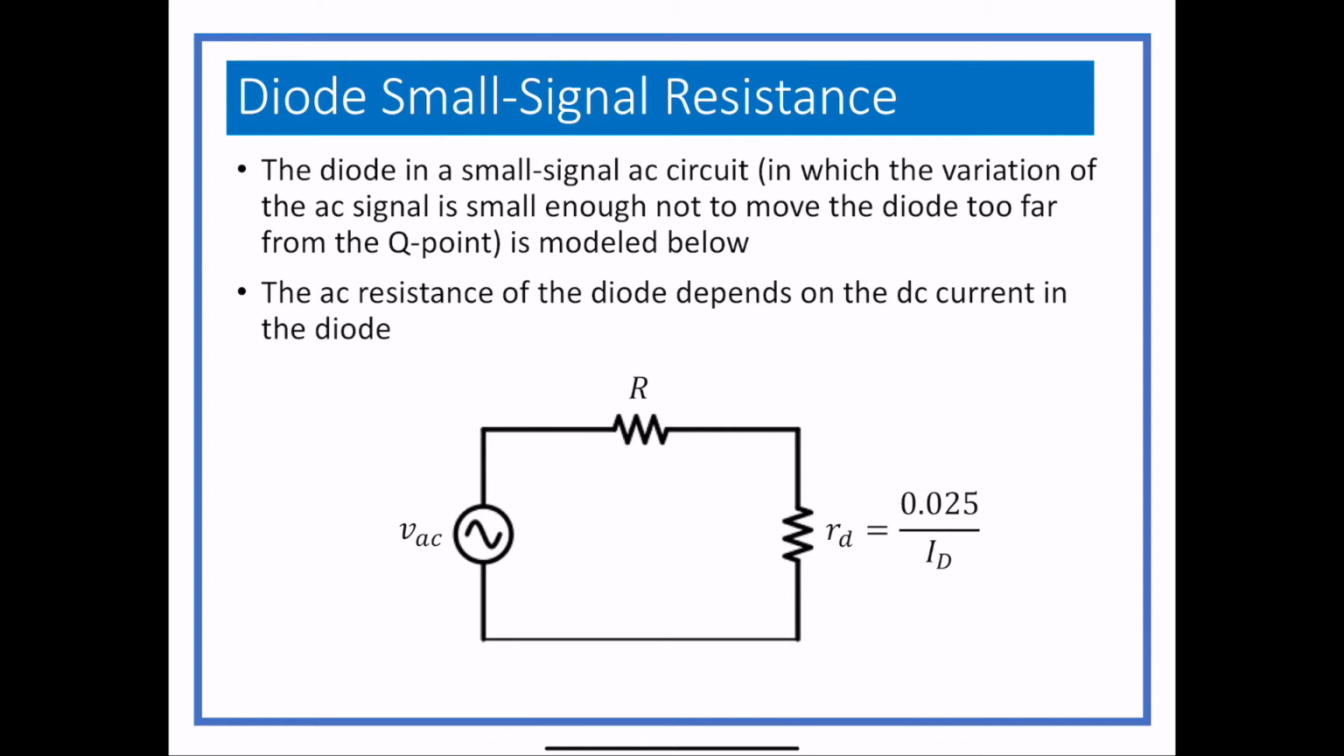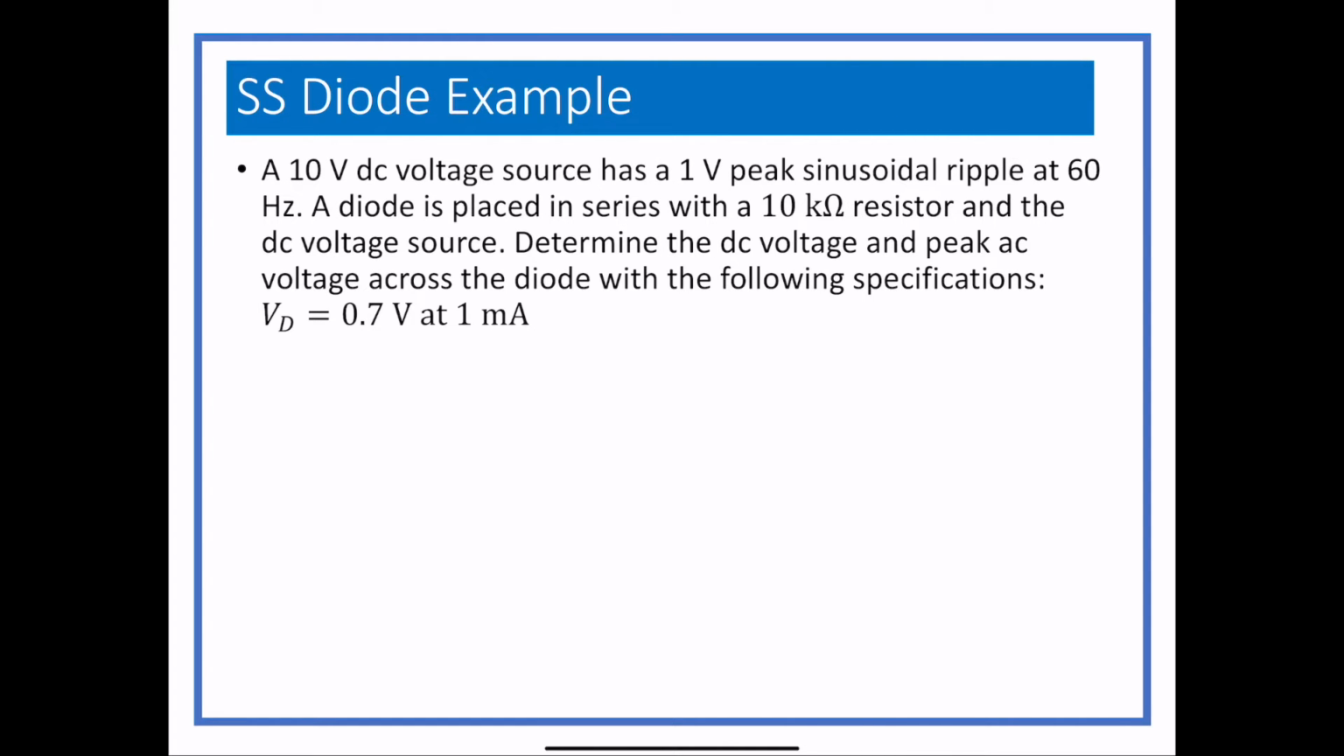So in looking at an example, we have a 10 volt DC source that has a 1 volt peak ripple at 60 hertz. And we put a diode in series with a 10 kilo ohm resistor and the source. And then we want to find the DC voltage, the peak AC voltage across the diode, using the following specifications. So we assume the diode has a 0.7 volt drop at 1 milliamp.